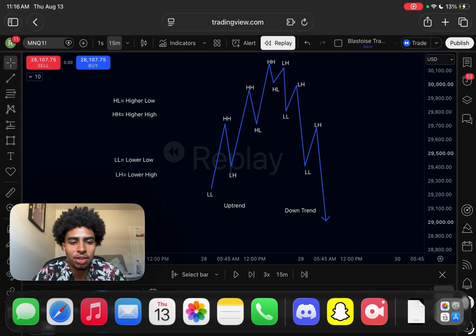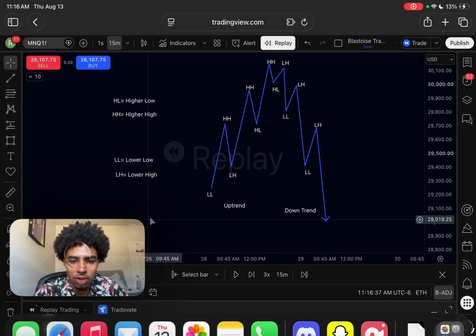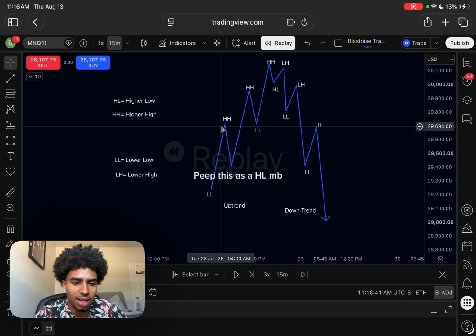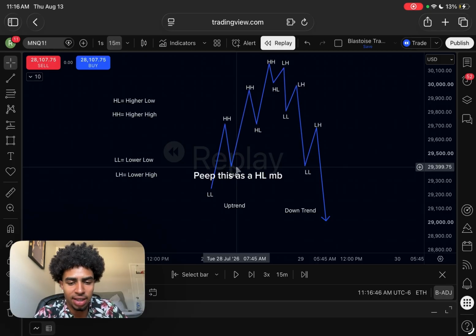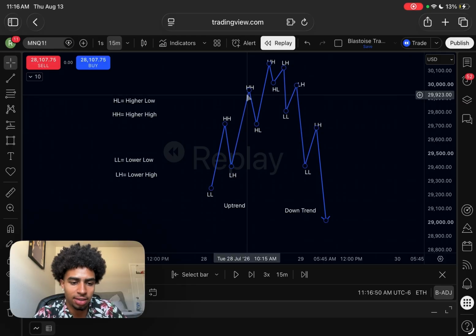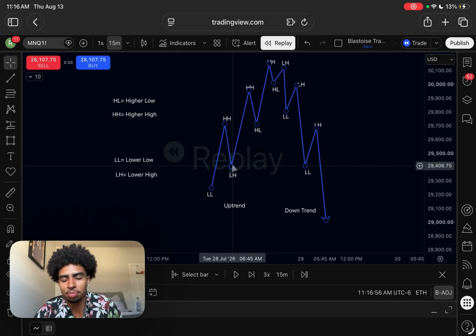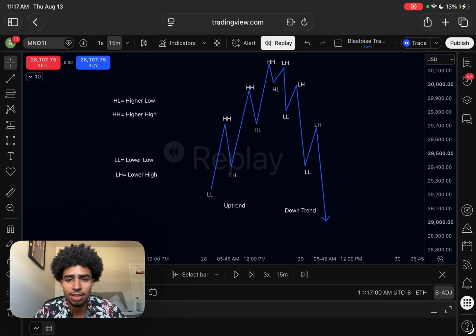Right, so this is an uptrend. We have a lower low starting off, and then price creates a higher high. It creates a lower high, which means it was higher than the lowest we had. And then we have a higher high because this closed above our recent high, and we have a higher low because it closed above our recent low. It's going to keep on going up until price decides to break structure.